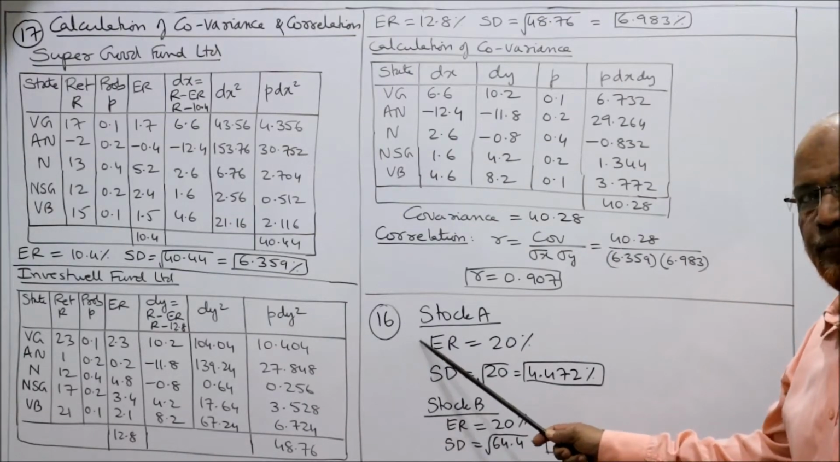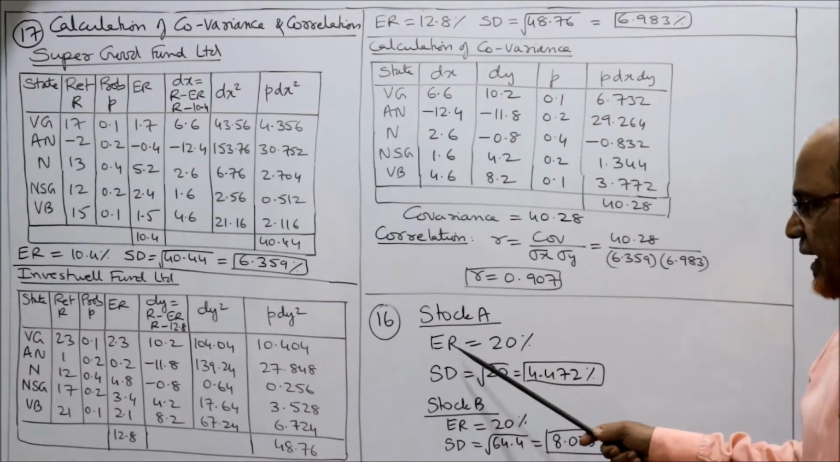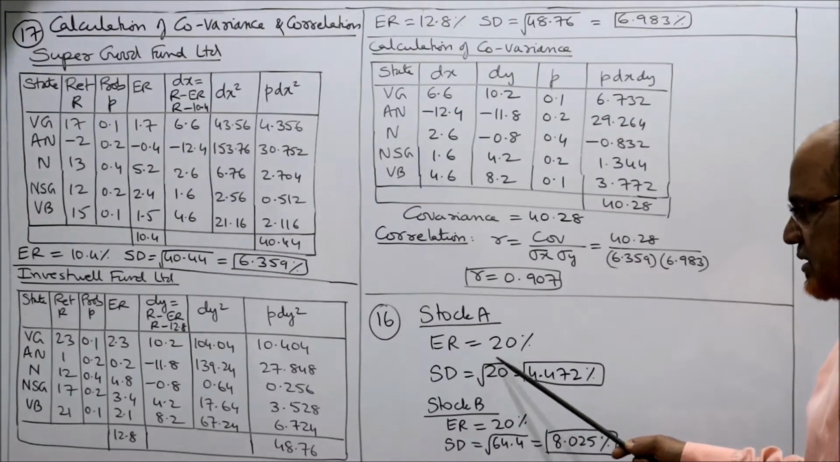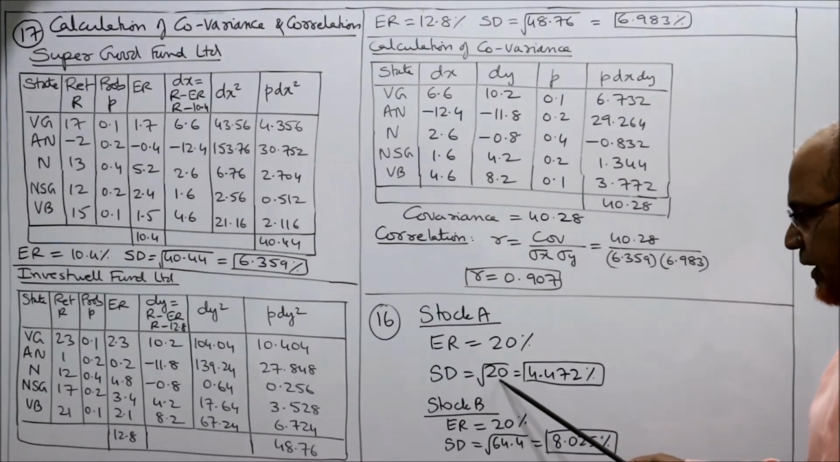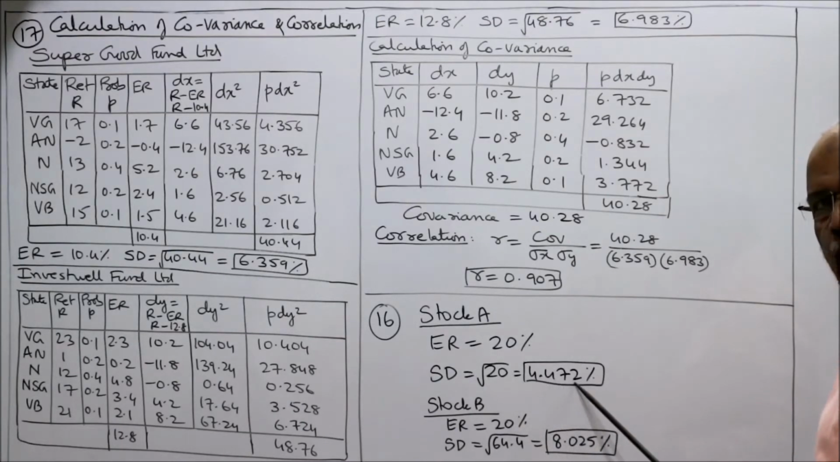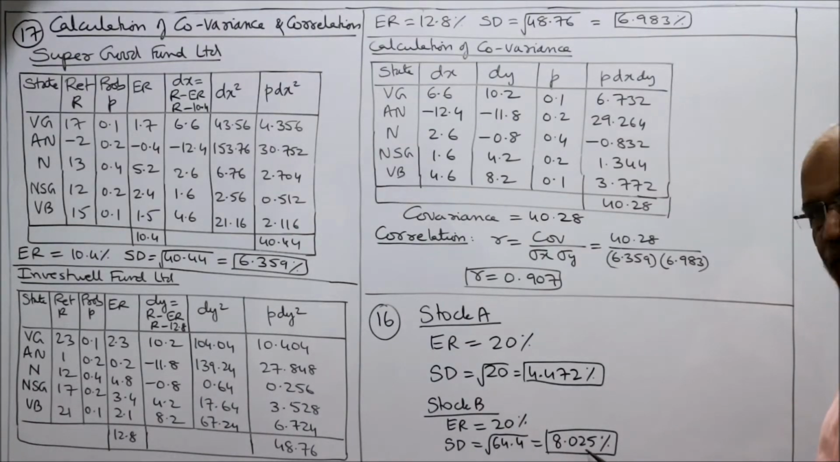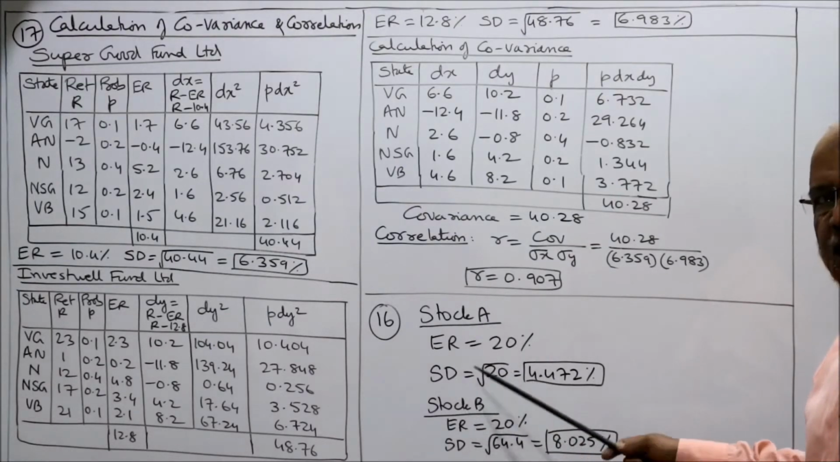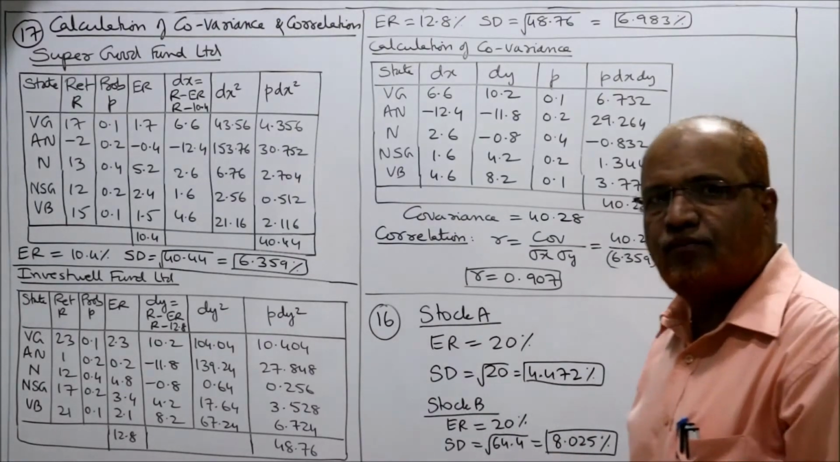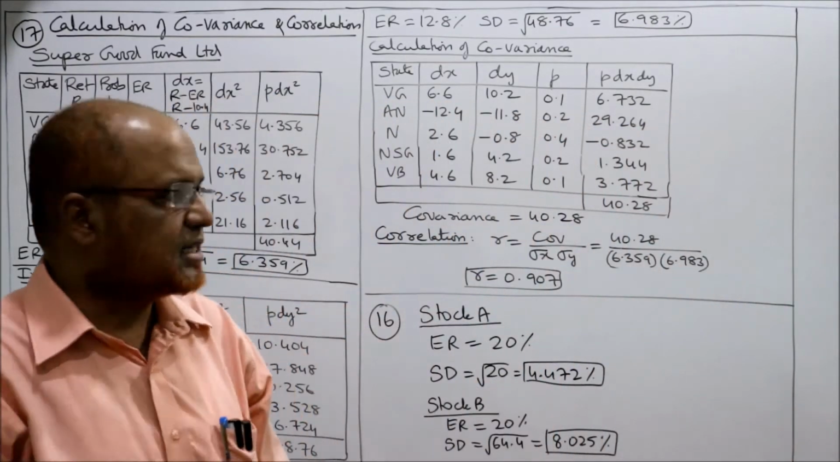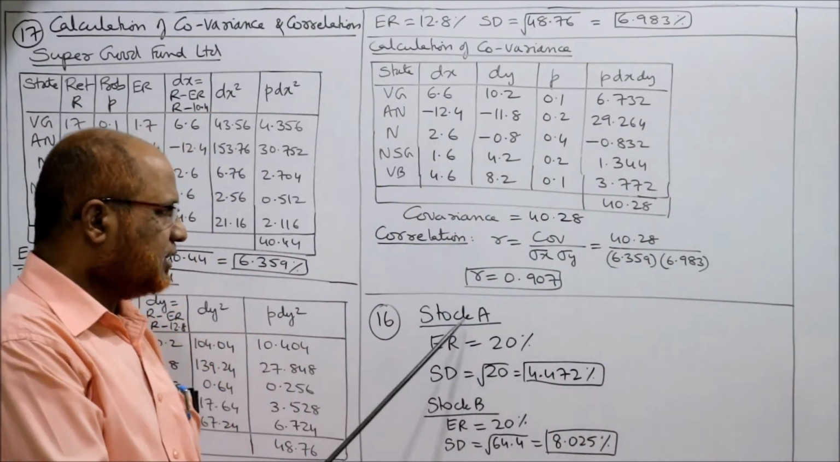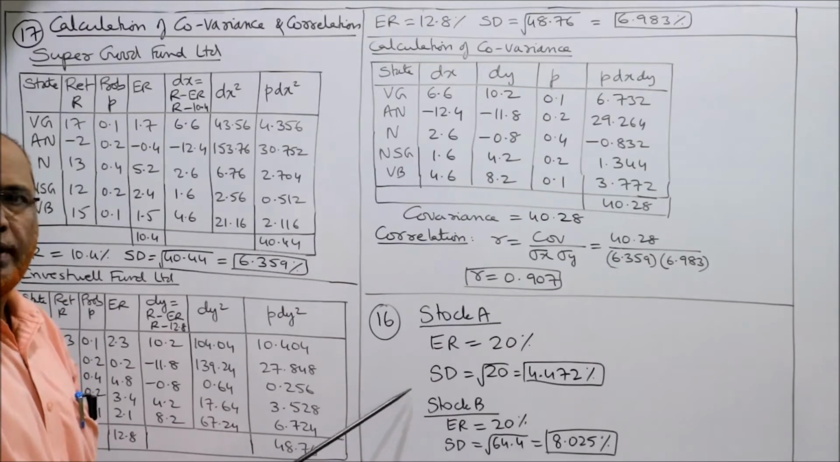The 16th problem you can see here. Stock A, expected return 20%. Standard deviation under root 20, 4.472 you should get as the answer. For stock B, expected return 20%, standard deviation 64.4 under root 8.025. So for stock A and stock B, expected return and standard deviation, this is the answer for problem number 16. Copy down this answer. You have to try yourself.